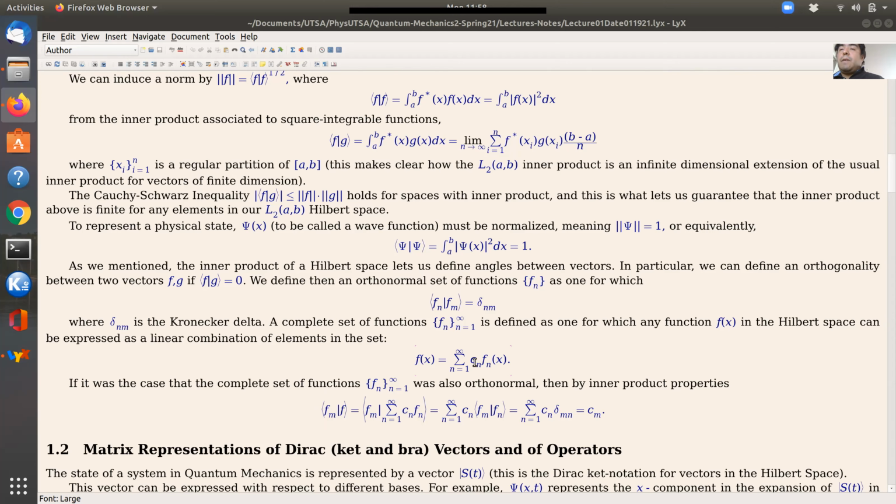And these coefficients, therefore, in the case where the complete set is also orthonormal, will give you the projections of the function f onto each one of the functions f_m. That's the idea.